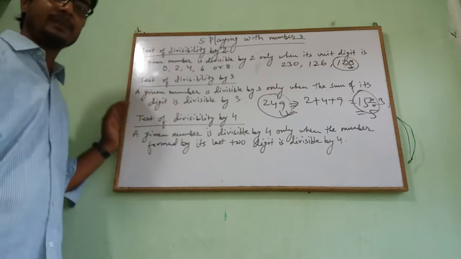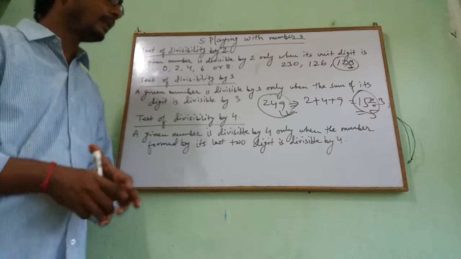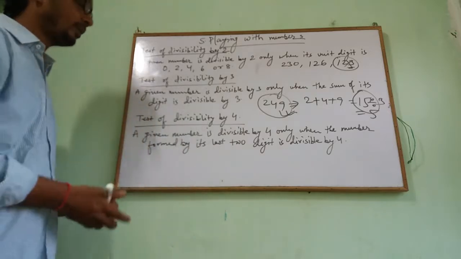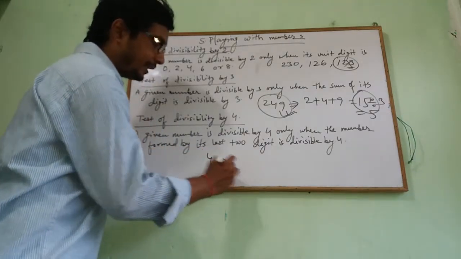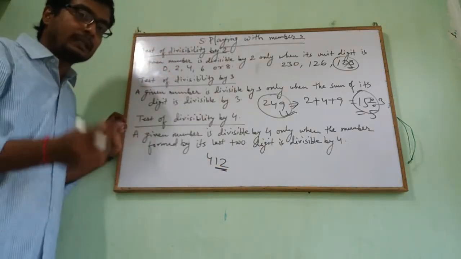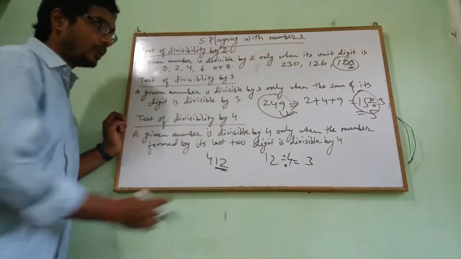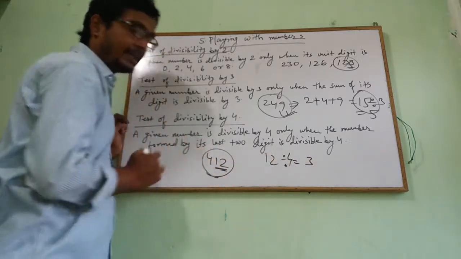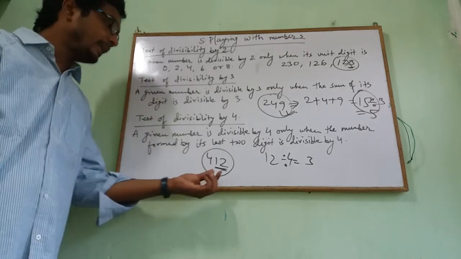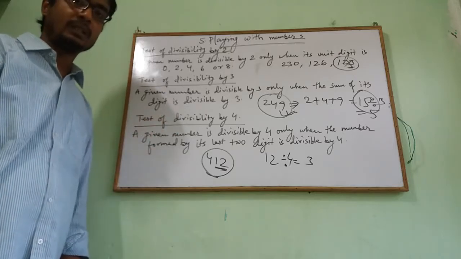Now next is test of divisibility by 4. A number is said to be divisible by 4 only when the number formed by its last two digits is divisible by 4. For example, if I will write 412, then its last two digits are 12. So 12 is divisible by 4 or not? Yes, 12 is divisible by 4. That is, if I divide 12 by 4, I get 3. Hence, 412 is divisible by 4. So a number is divisible by 4 only when its last two digits are divisible by 4. Now let's just move on to the next divisibilities.